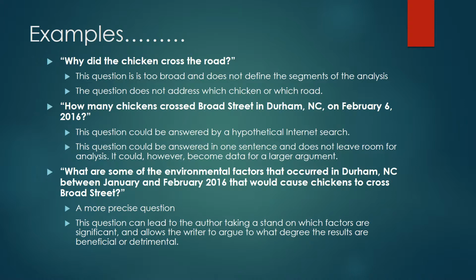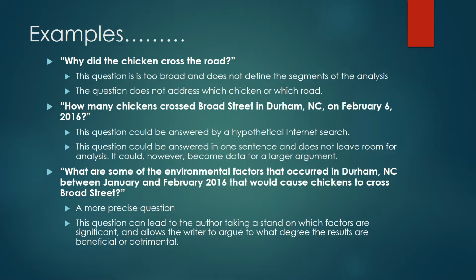So in formulating those research questions, you might think, okay, let's make a more specific question, which is a good thought process. So here's the next try of developing a research question. So how many chickens crossed Broad Street in Durham, North Carolina on February 6, 2016? Unfortunately, this question could be answered by a quick internet search. It could be answered in one question, and it really doesn't leave room for analysis. It does, however, could become data for a larger argument.